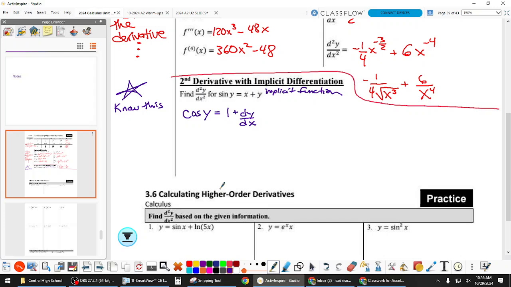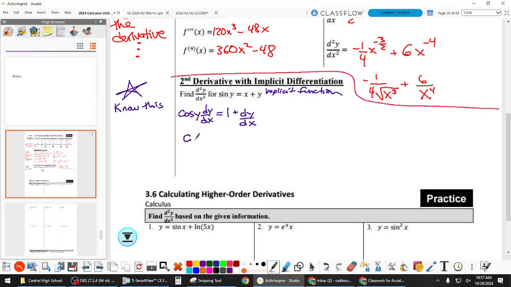Good? Would your cosine y also be multiplied by dy dx? Oh, yeah, I forgot that part. These are huge now. Cosine y, dy dx. Good job. Okay, and then we want to get those dy dx's together.